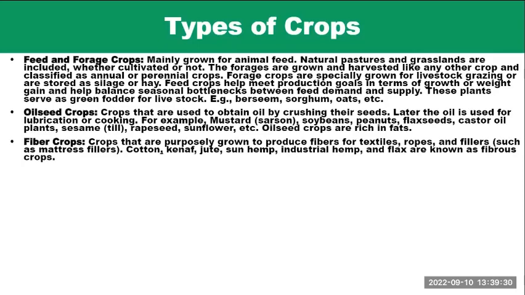Then we have fiber crops, and they are crops grown purposely to produce fibers for textiles, ropes, and fillers, such as mattress fillers. You have kenaf, jute, sun hemp, industrial hemp, and flax. These are all fibrous crops.